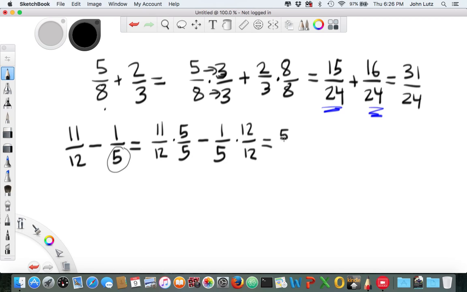11 times 5 is 55. 12 times 5 is 60. Minus 1 times 12 is 12. And 5 times 12 is 60. So I have 55 over 60 minus 12 over 60, which equals 33 over 60. And I can reduce this. I can tell 33 divides by 3. 60, which of course is 6 times 10, also divides by 3. So I'm going to divide both the top and the bottom by 3, and I'm going to reduce this to 11 over 20.